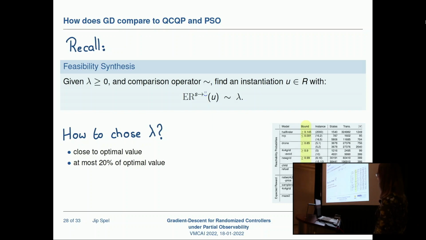So we decided to look at two versions for this lambda. First of all, we chose it close to the optimal value, which was mostly present in literature. If it was not present in literature, we just let our gradient descent method run for like 24 hours and then see what value came out. We also looked at those at most 20% away from this optimal value we found, which makes these bounds a bit more relaxed, so to say.